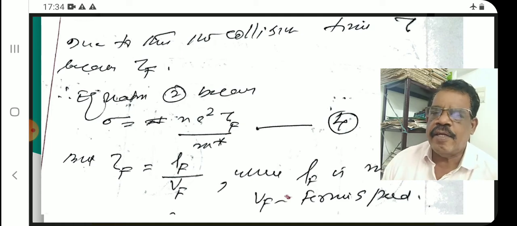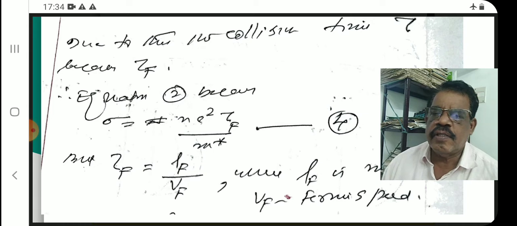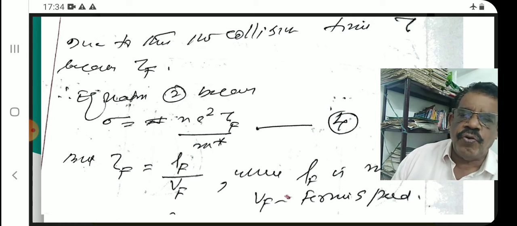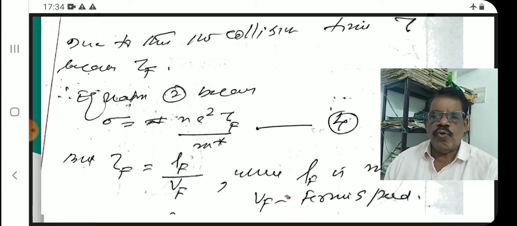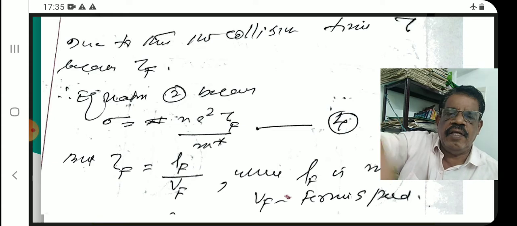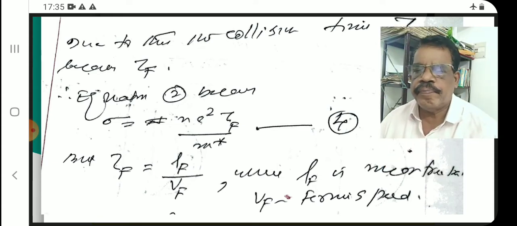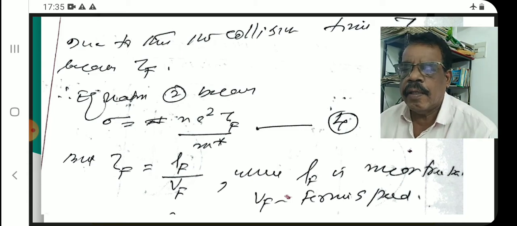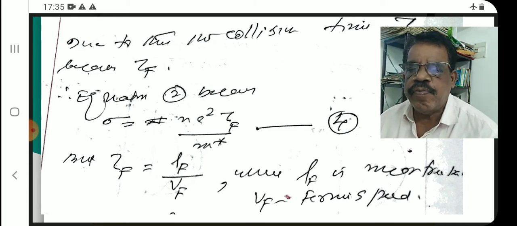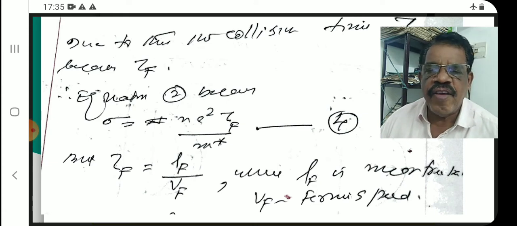The Fermi time. Equation number 2 becomes: in place of tau, we have to put tau f. Equation number 2 becomes sigma is equal to n e square tau f by m star, where m star is the effective mass of electron in the metal. But tau f is equal to Lf by Vf, where Lf is the mean free path and Vf is the Fermi speed.